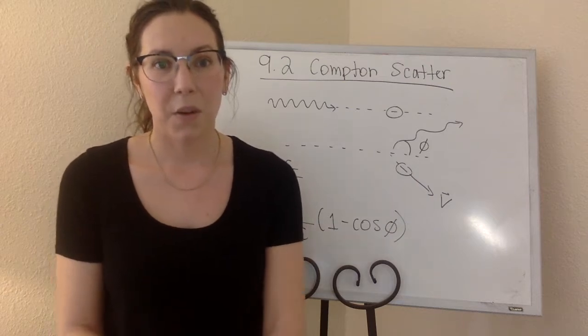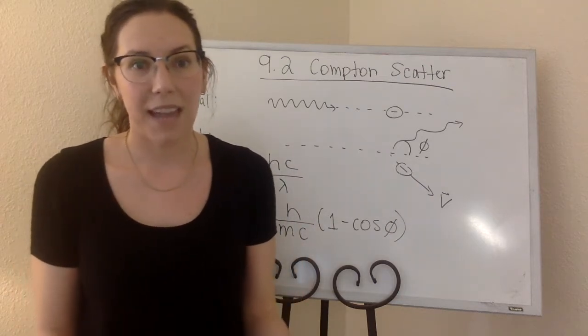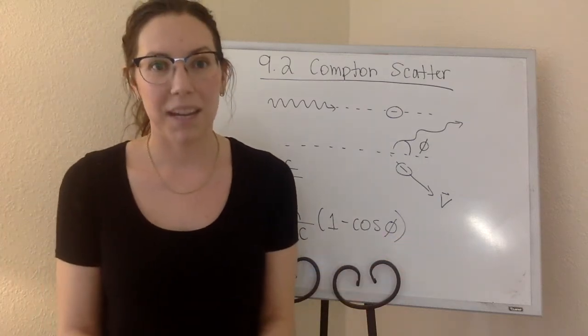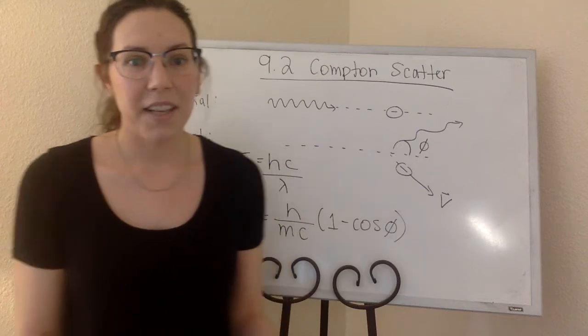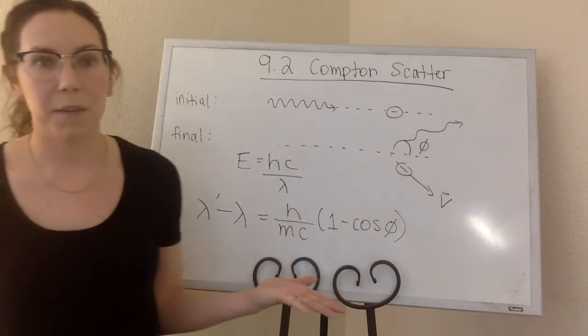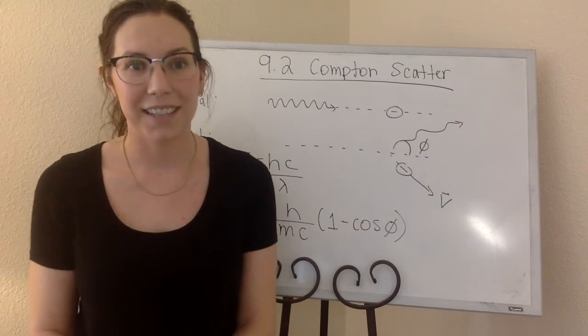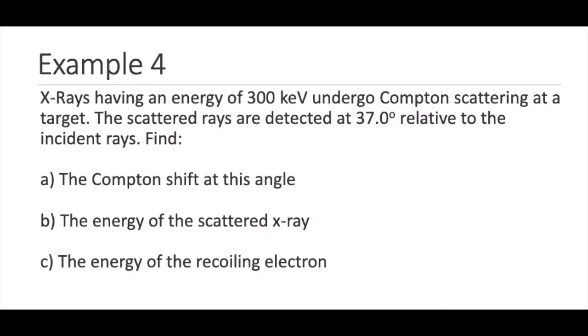So just another note about this is that these speeds can be relativistic. The electron can scatter at a relativistic speed after the collision. And this formula here is derived from assuming that momentum and energy are both conserved during the collision. Okay, let's try the first example.